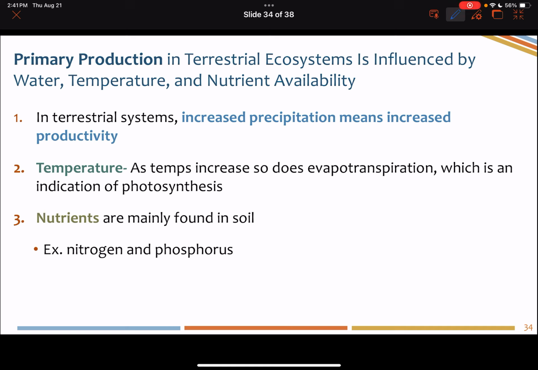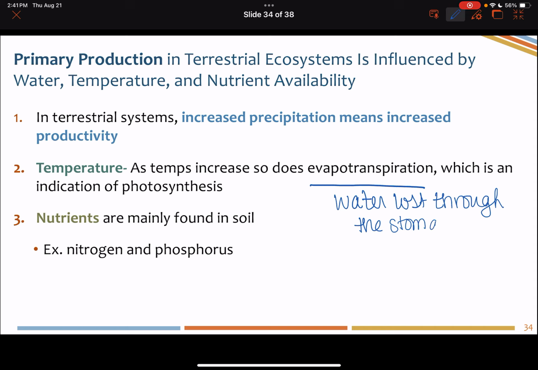Temperature is also an important factor that affects primary production. When we get to our tissue chapter a little bit later, we will talk a bit more about evapotranspiration. Evapotranspiration is the amount of water that is lost through the stomata of a cell due to evaporation.